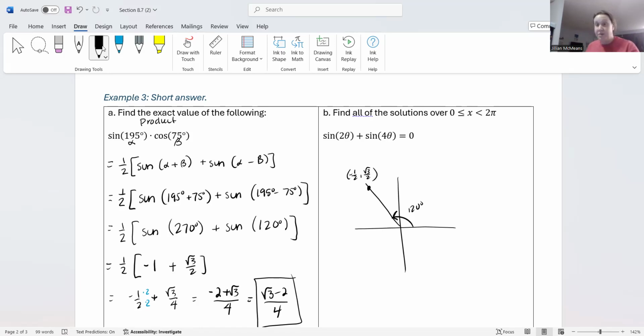But that's a lot nicer than the previous examples, okay? So this one is a little bit satisfying because when you rewrite this as a sum, you find out that you get these angles here and here that you can actually work with because they're on your unit circle. Okay, so let's look at part B.